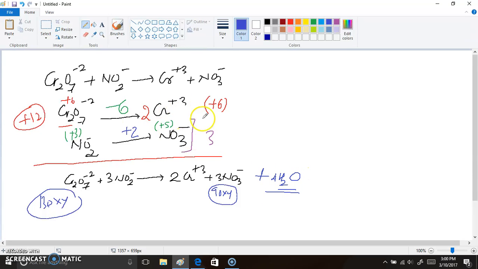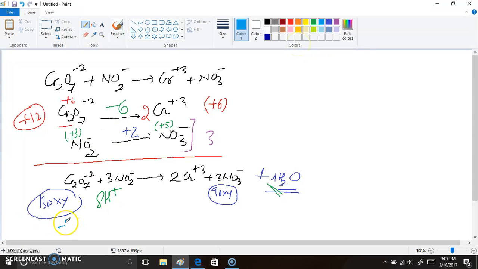This part you can't balance by this method. You can balance this by just using your common sense and the old technique. 4H2O you are adding here. Next point is to add hydrogens. Hydrogens you can check here. This side no hydrogens are there. This side 8 hydrogens you can see, 4 times 2 is 8 hydrogens. So simply add 8H+ on the left hand side. Cr2O7 2- plus 3 NO2 minus plus 8H+ gives rise to 2 Cr3+ plus 3 NO3 minus plus 4H2O. Got it?